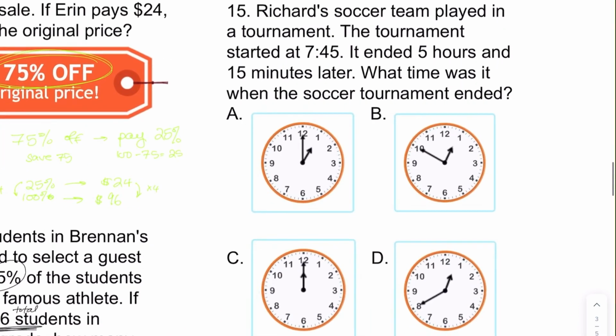All right, next for number 15, Richard's soccer team played in a tournament. The tournament started at 7:45 and ended 5 hours and 15 minutes later. What time was it when the soccer tournament ended? So you start at 7:45. And we don't know if it's the morning or night. It's probably morning, but it doesn't matter because we have these analog clocks. You'll add 5 hours and 15 minutes.